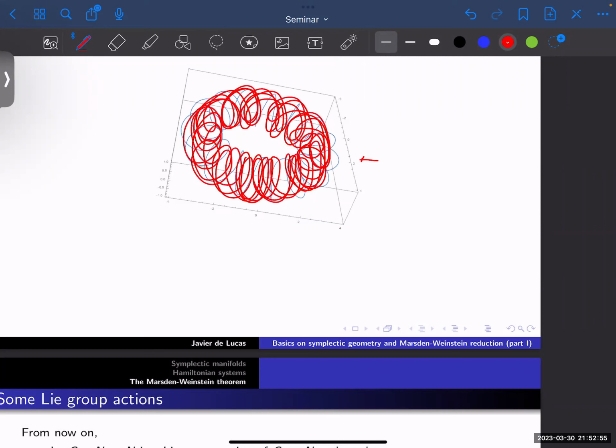There are lots of results about it, and it's very interesting because it can be proved that when you start, for example, from a certain point, you will never get the same point, but you will get as close to it as you want. There are lots of results about this behavior, and it is interesting.